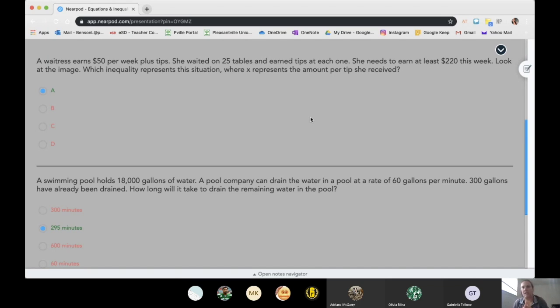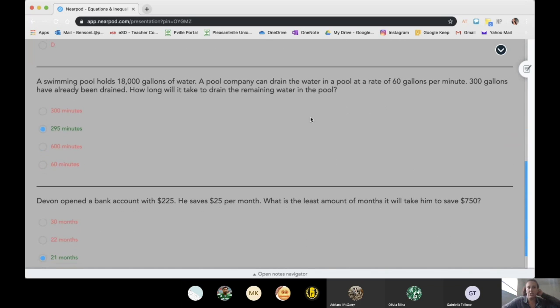And then it says at least $220. So it should be greater than or equal to 220, which was option A. Again, it's greater than or equal to because it's at least 220, so she can earn exactly 220 or more. That's why it has that bar on the bottom.